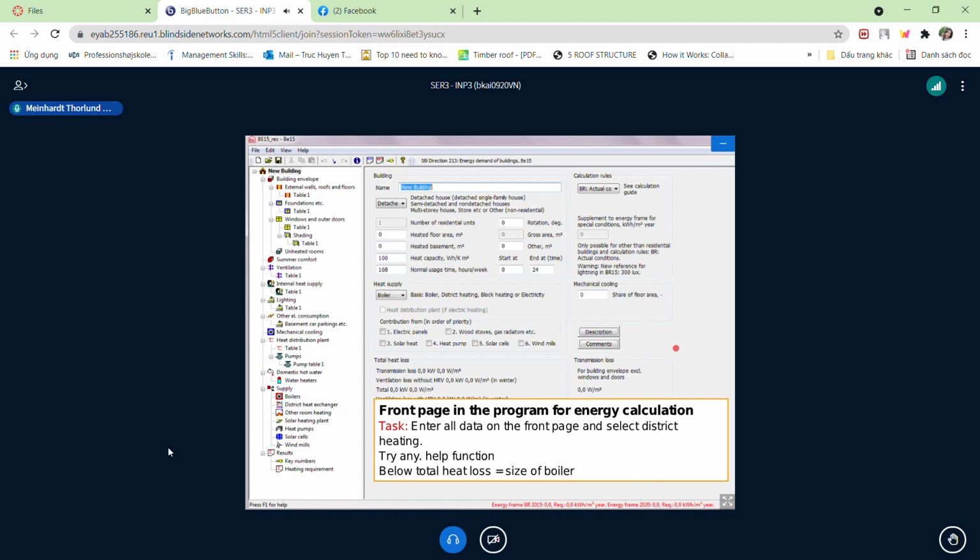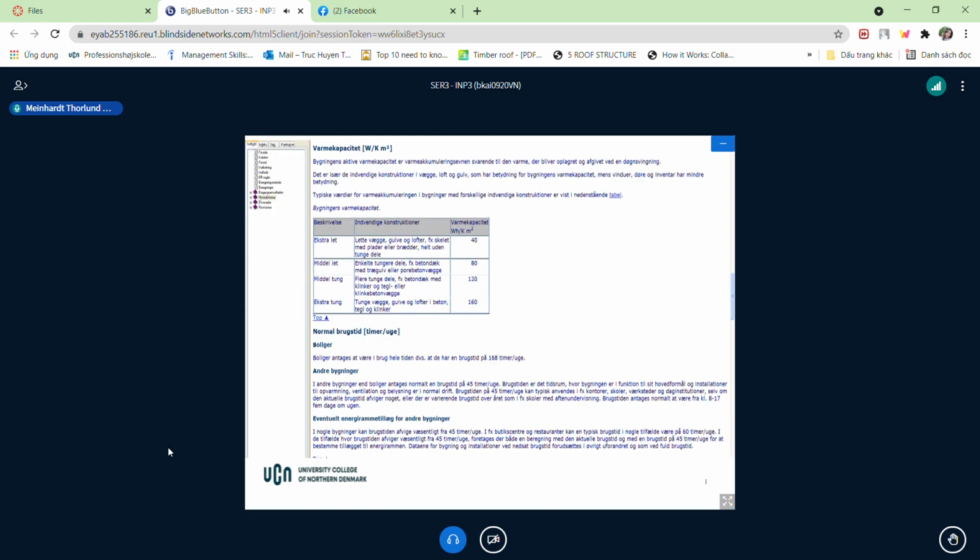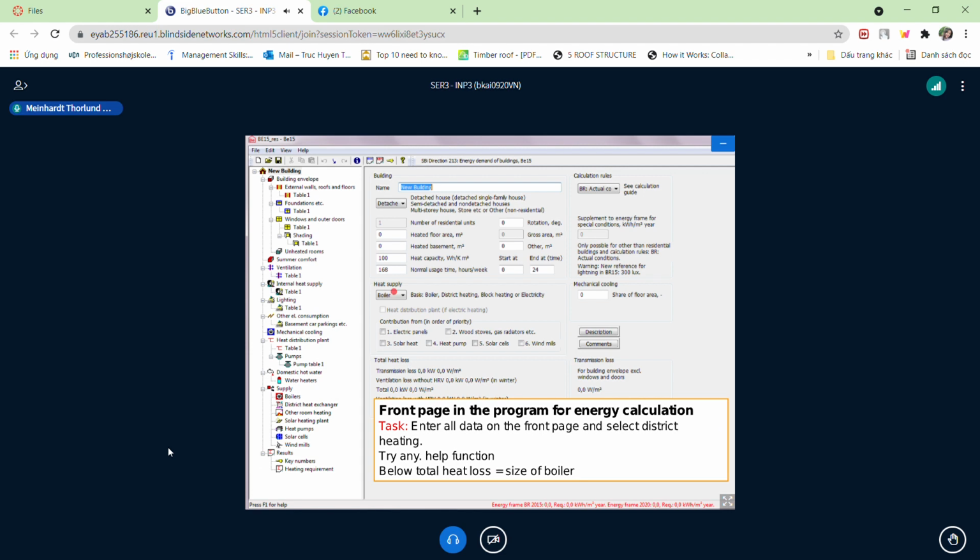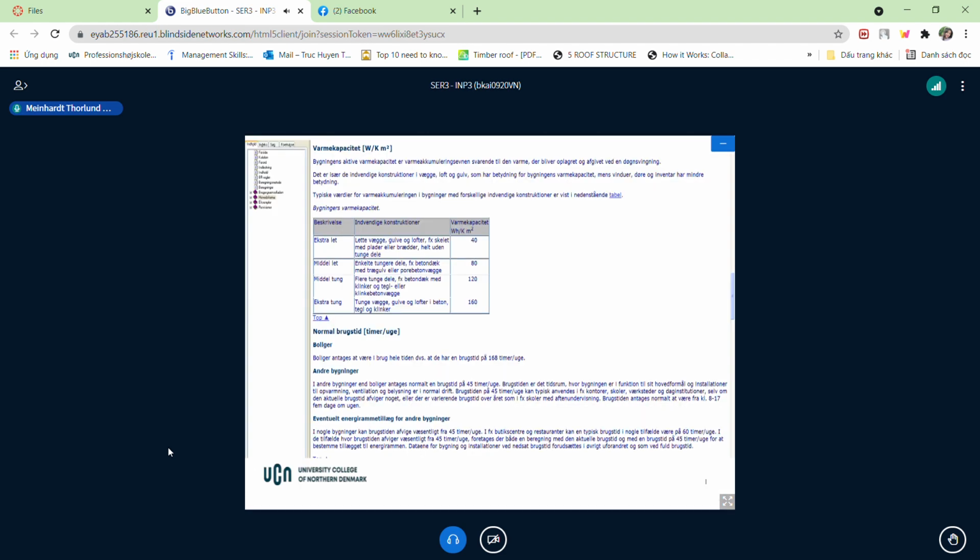So, and also normally in Denmark, heat supply is something we'll discuss here. But normally in Denmark we would use district heating, remote heating, or yeah, we have many words for it. But in this program we call it district heating. Yeah. So basically, by pressing F1, we have this thing called heat capacity.